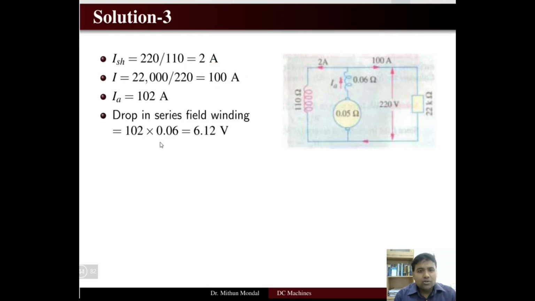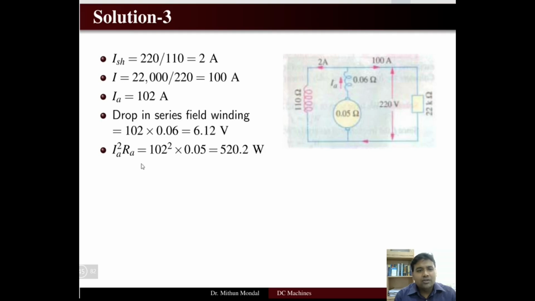So what is the drop that is there in the series field winding? So this is the series field winding. What is the drop? The drop is basically the resistance of the series field winding multiplied by the current which is flowing in the series field winding. So this is the total drop in the series winding. So the series winding is having a drop of 6.12 volt.